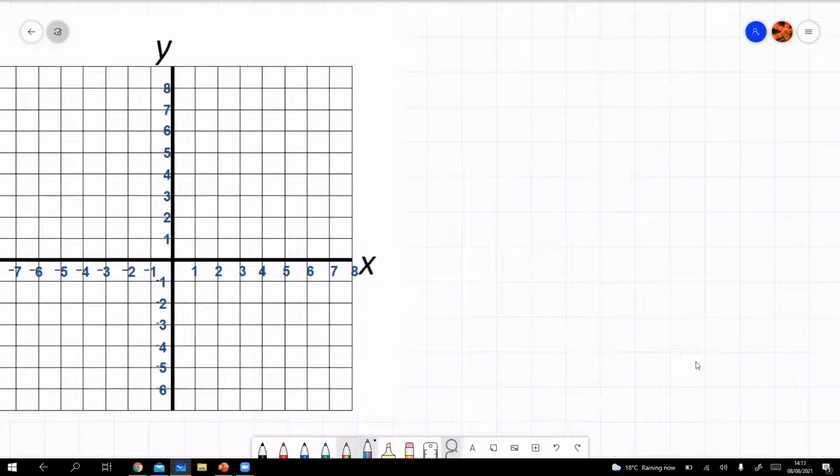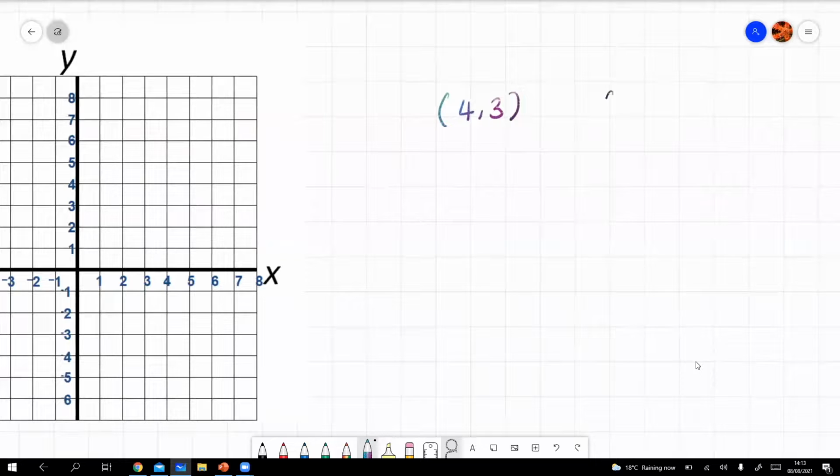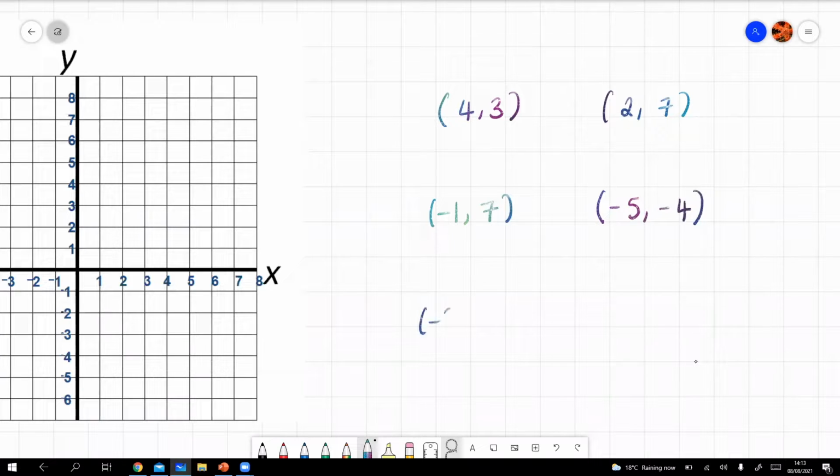So let's just write this down. For example, you might have something like 4, 3. You can have 2, 7. You can have -1, 7. You could have -5, -4. You could have -2, 9. So these are all examples of coordinates.